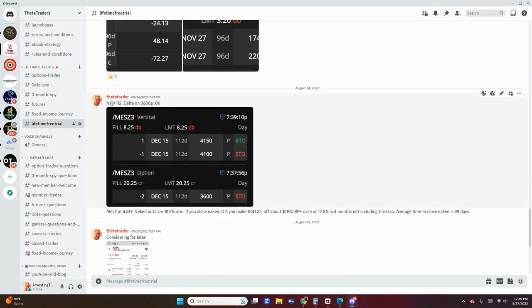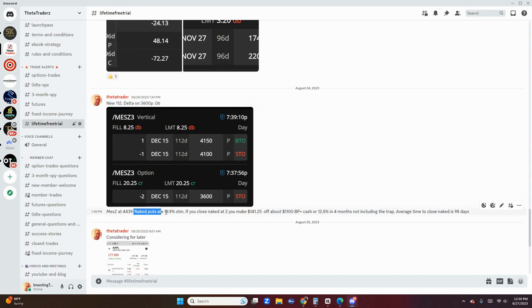Also did a 112 trade where we sell two naked puts and then buy a put debit spread. So here we took in two naked puts at 20.25 credit, and then we bought a little bit of a hedge with the put debit spread for 8.25. Typically close these around 90% profit as well.